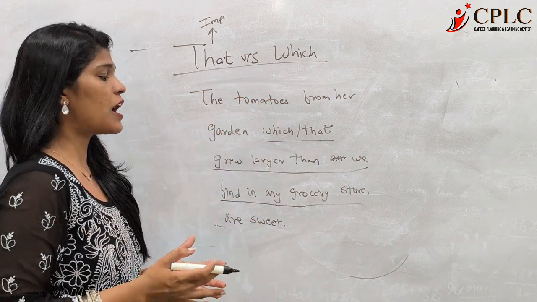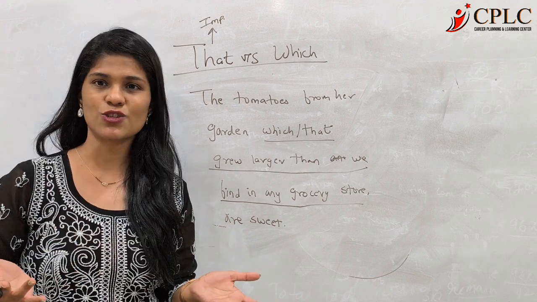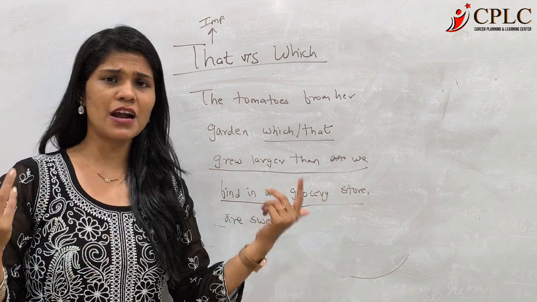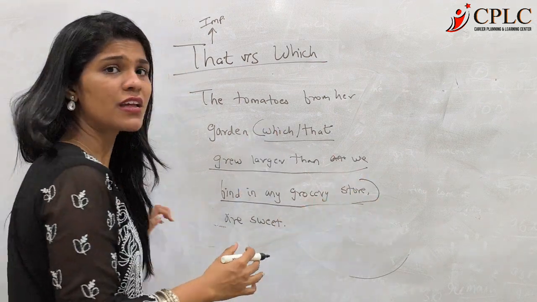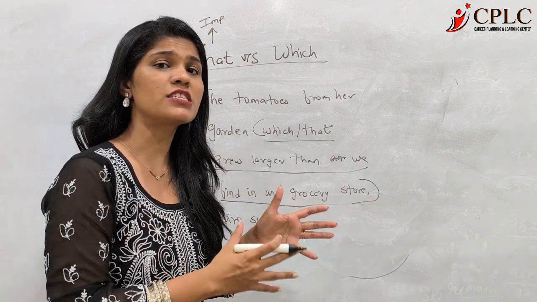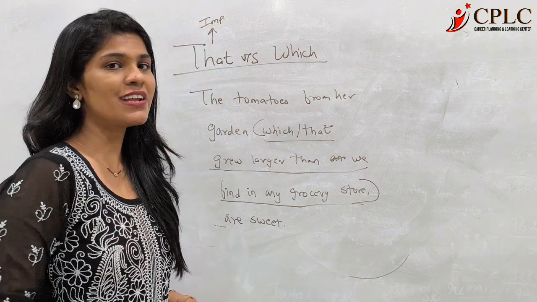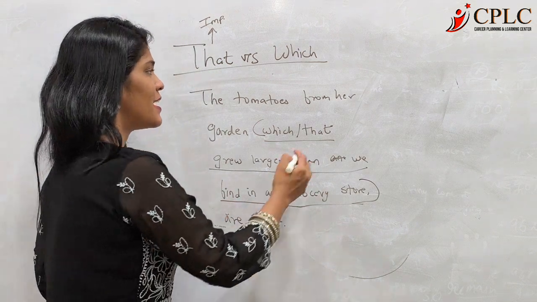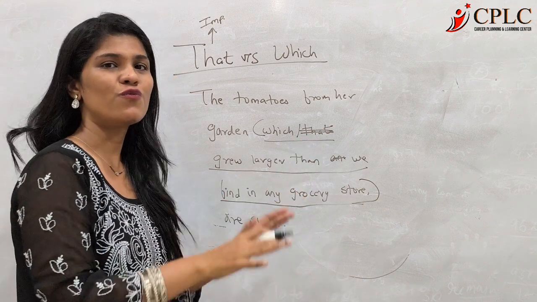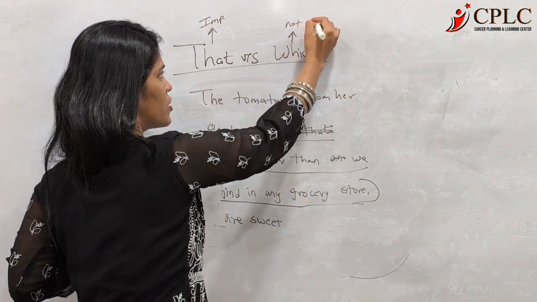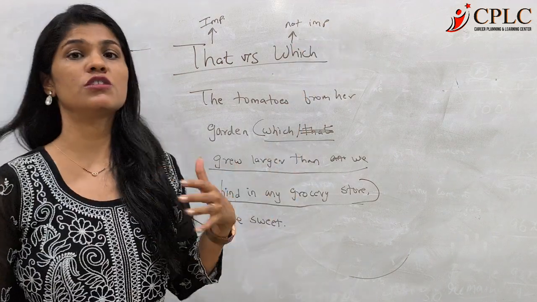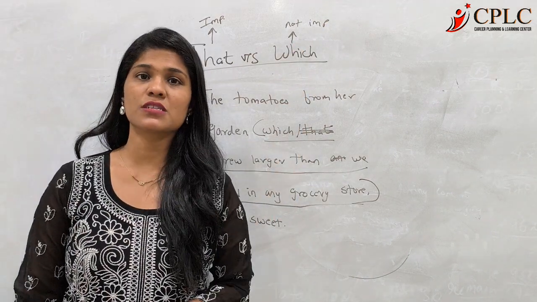The tomatoes from her garden are sweet. Does it make full sense or not? Yes. If I tell you the tomatoes from her garden are sweet, it's making full sense, which means ये जो information है, this is unnecessary. This is just extra information, not really vital to your sentence. Hence, we will use which. So which we use when it's not very important, and that we use when it's very important. I hope this is clear.